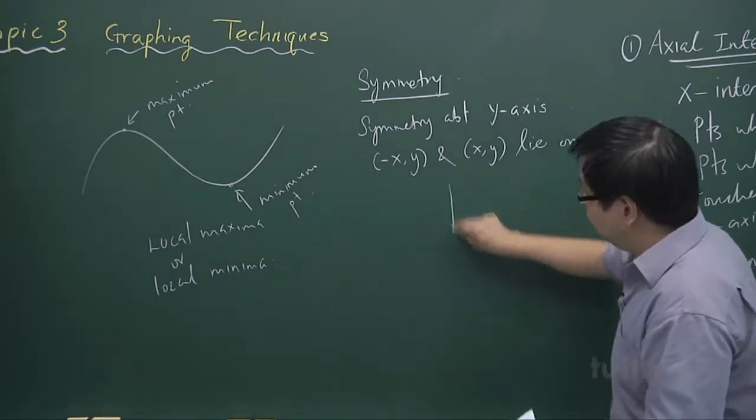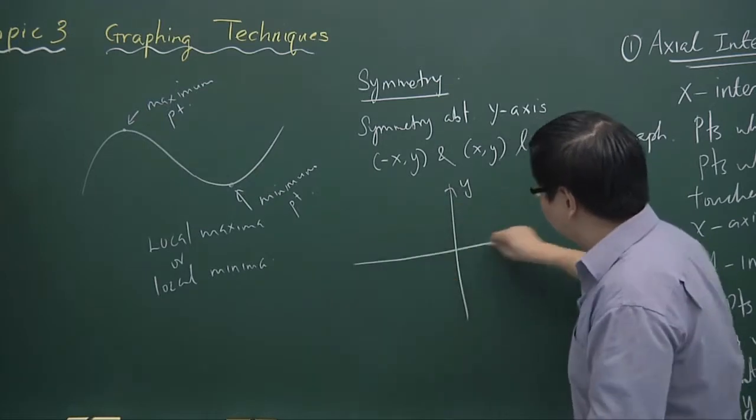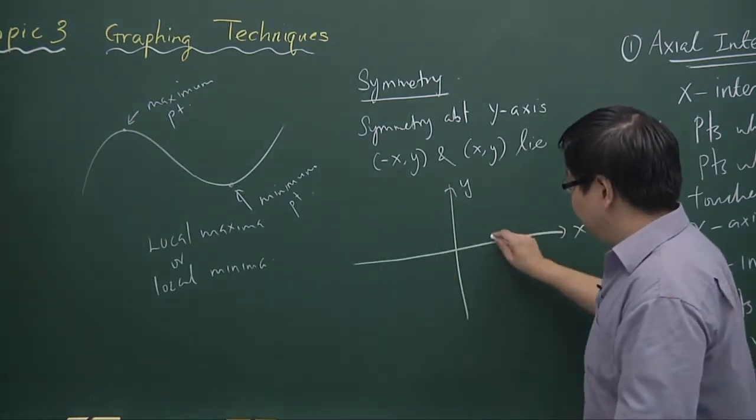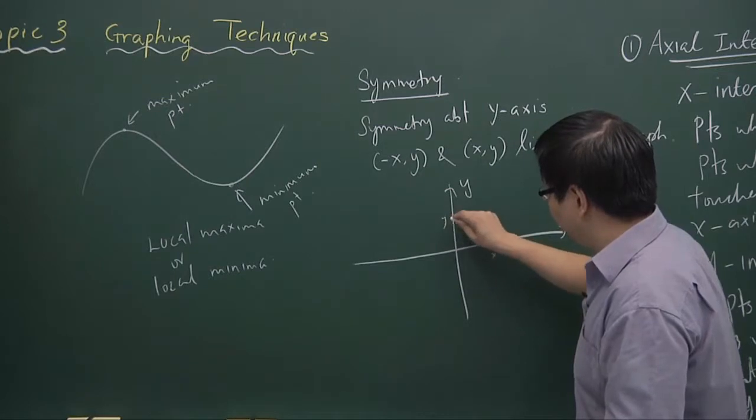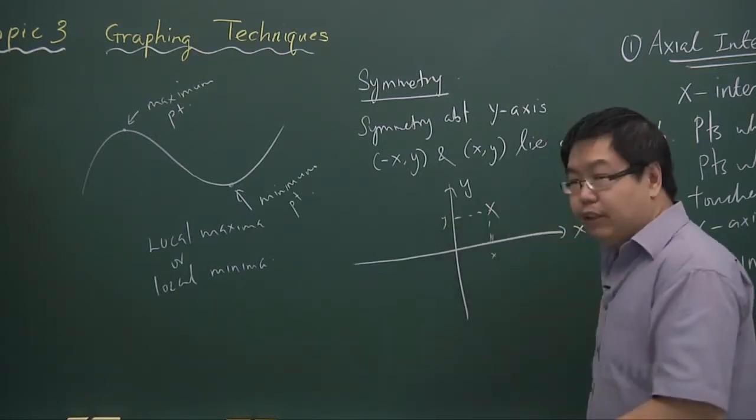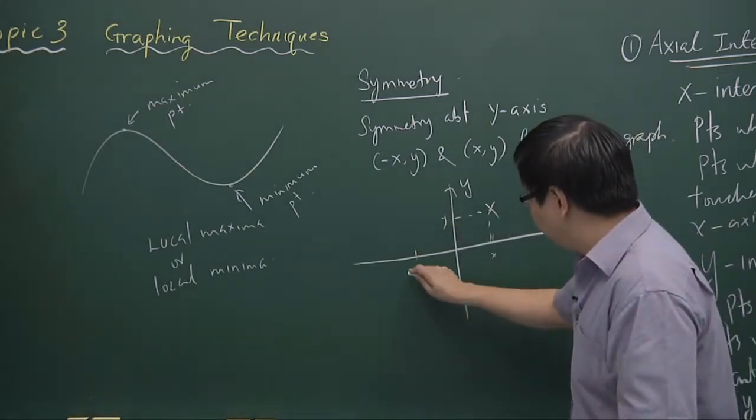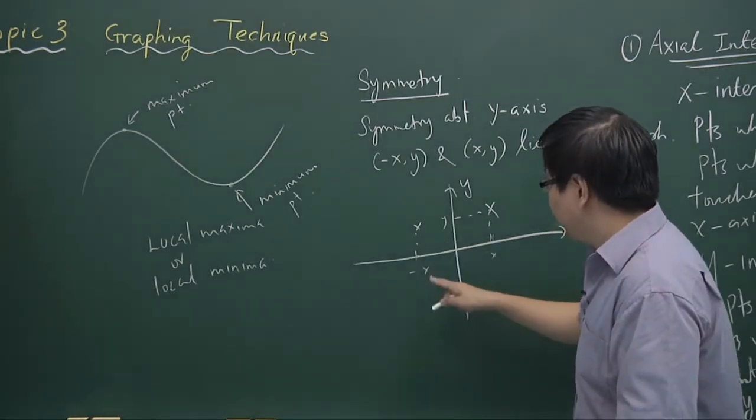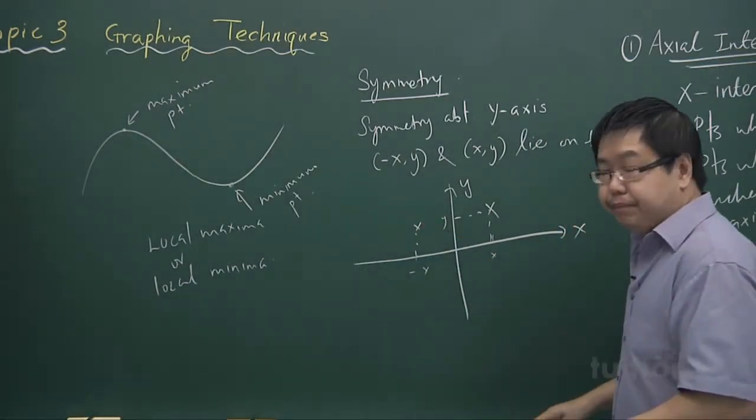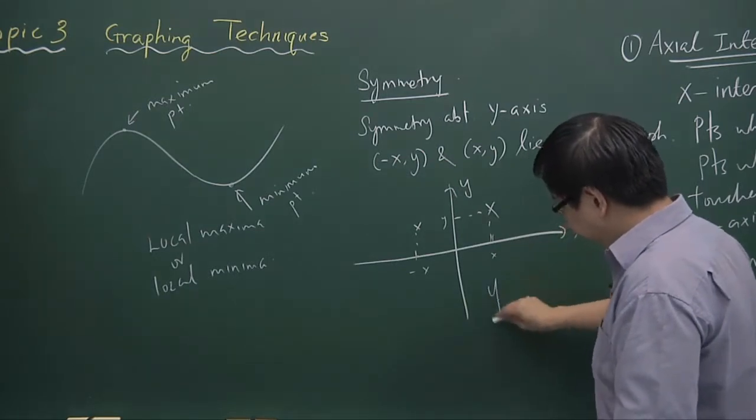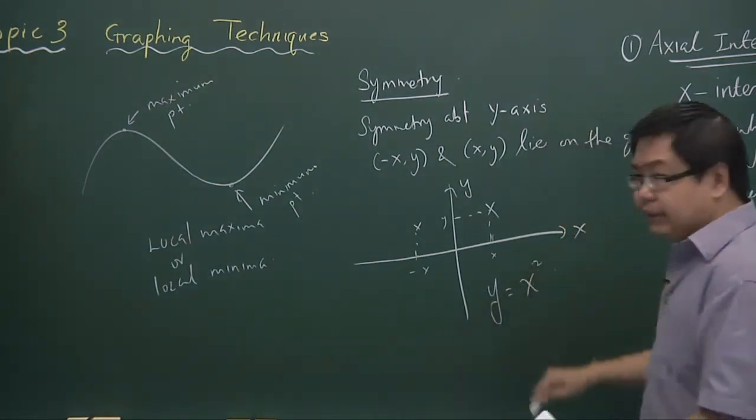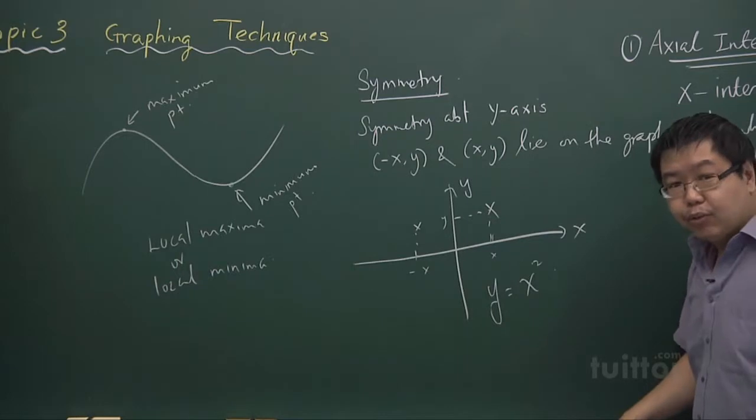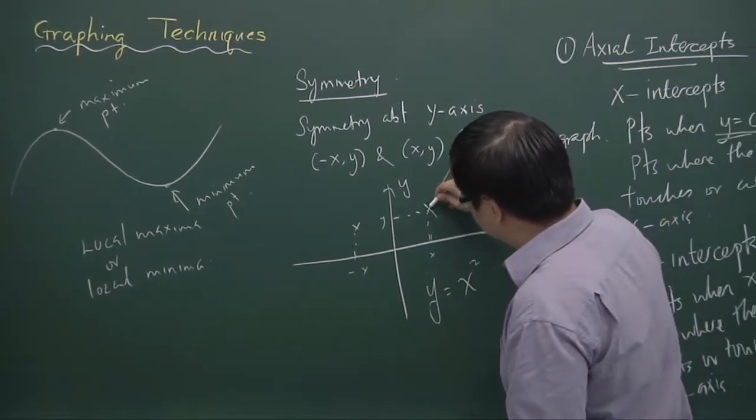Okay, so visually, if you see the x and y coordinate system, if I have this point (x, y) on the graph, then another corresponding point on the graph will be (−x, y). So one example of such a graph which has this type of symmetry is y equals x squared, because y equals x squared is like this.